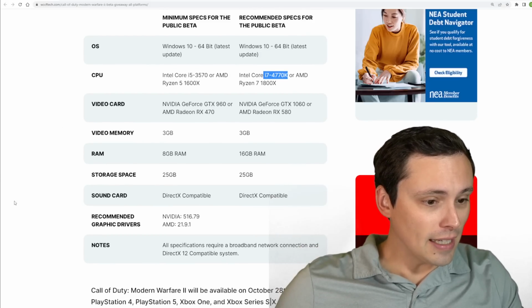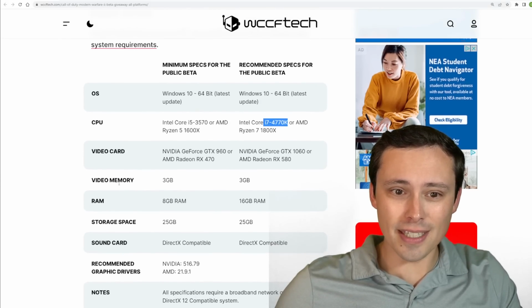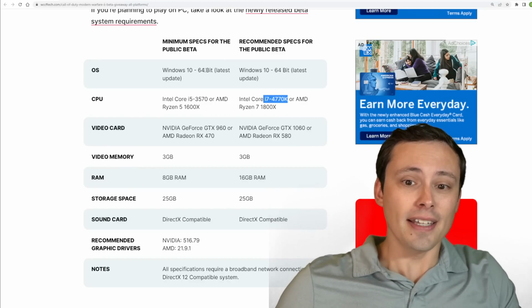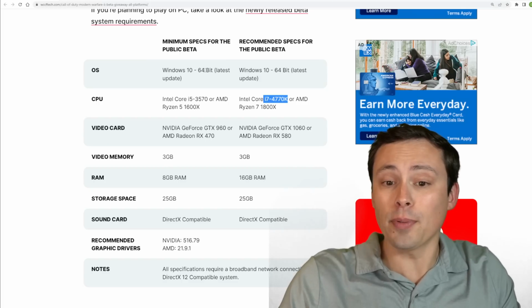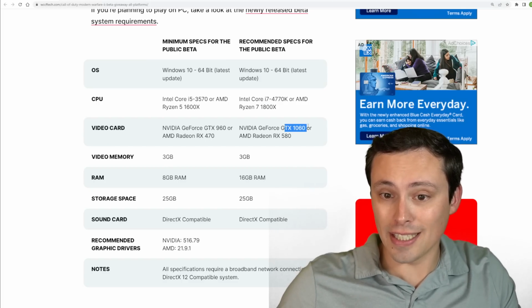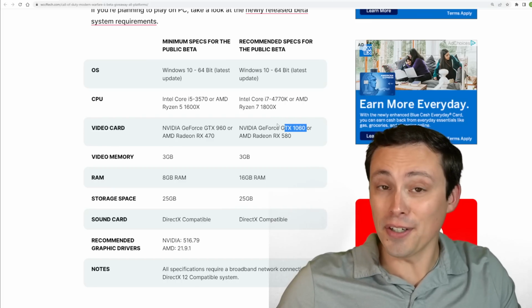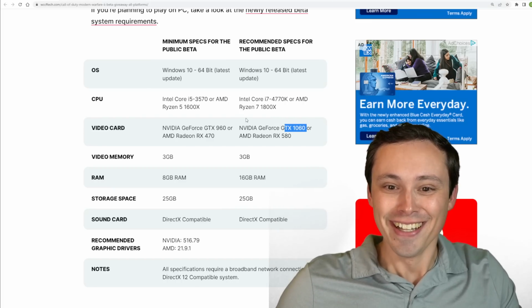Overall, that's the system requirements. Now, are you guys interested in me benchmarking the performance of this? I do have a GTX 1060 I could test out in this game if I get the beta. Are you guys getting the beta?